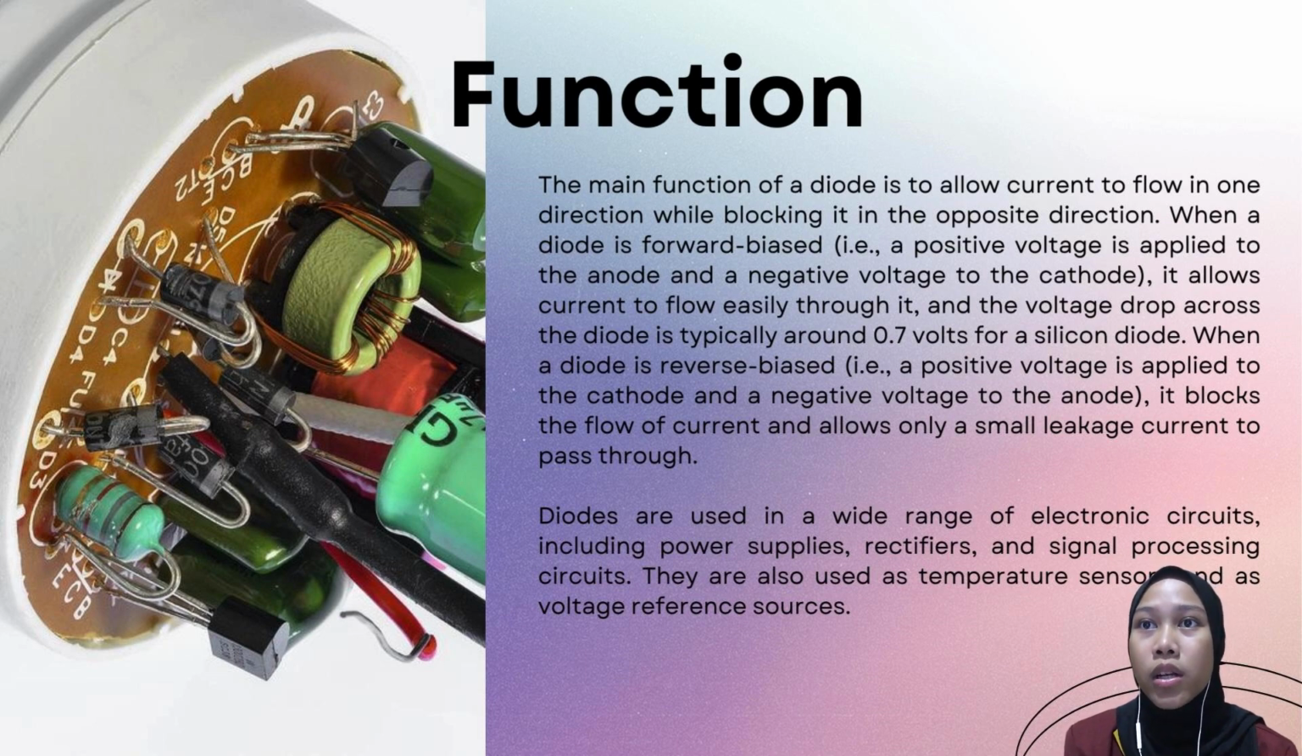direction. When a diode is forward biased, or a positive voltage is applied to the anode and a negative voltage to the cathode, it allows current to flow easily through it, and the voltage drop across the diode is typically around 0.7 volts for a silicon diode. When a diode is reverse biased, or a positive voltage is applied to the cathode and negative voltage to the anode, it blocks the flow of current and allows only a small leakage current to pass through.